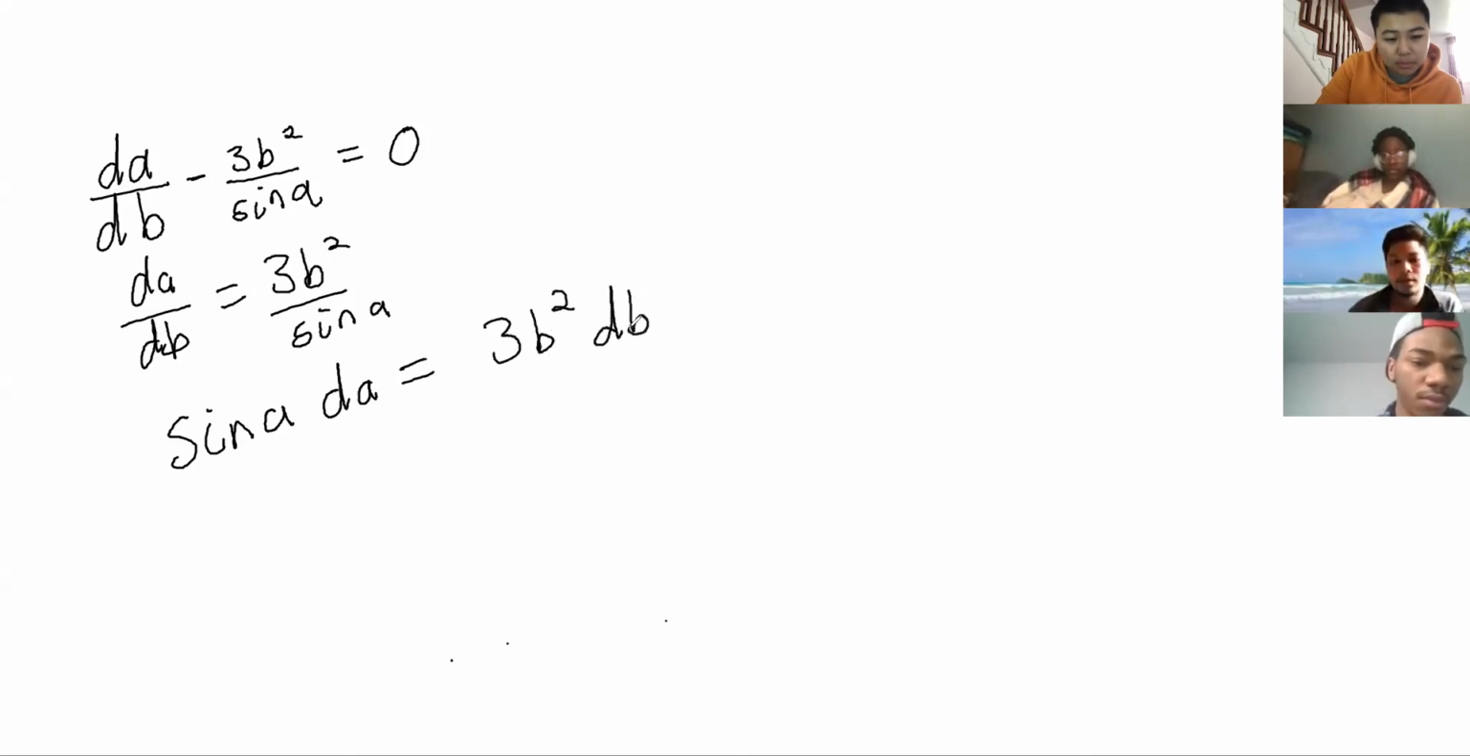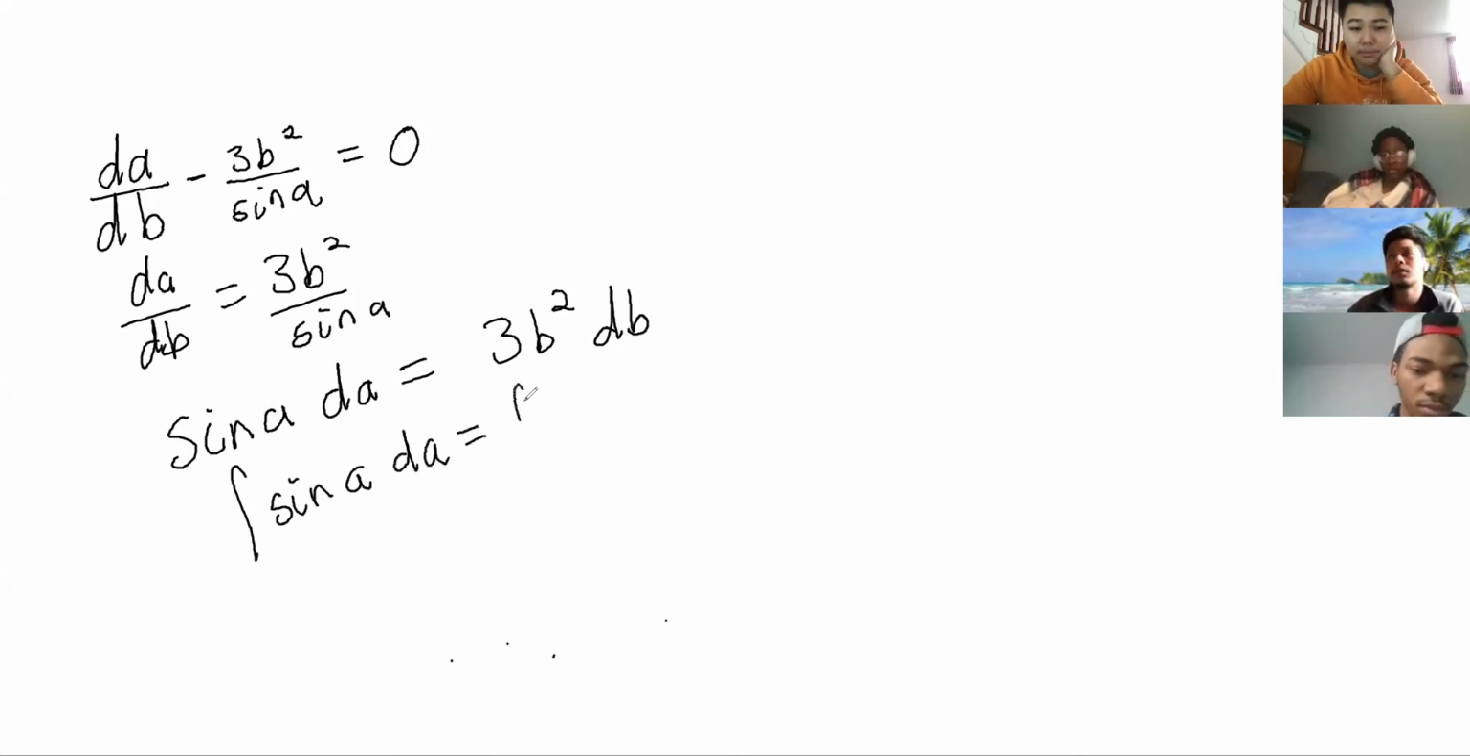Right. Okay. So now you can integrate both sides. Sine integrates to negative cosine. The left side will be negative cosine.